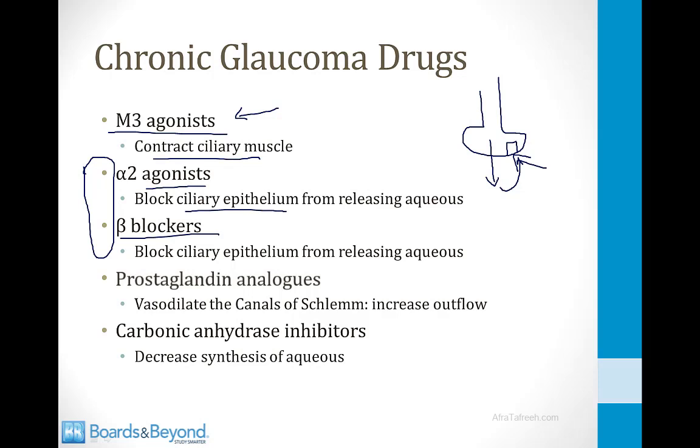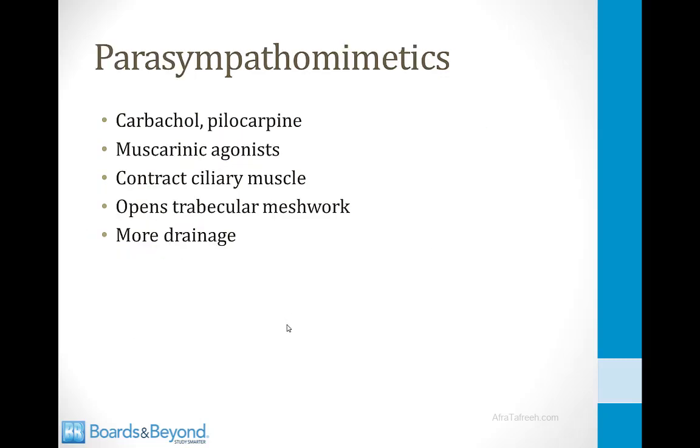The next class of drugs are the prostaglandin analogs. These vasodilate the canals of Schlemm and increase the outflow of aqueous humor. And finally, carbonic anhydrase inhibitors can be used to decrease the synthesis of aqueous humor. So we'll talk about each of the classes in a little more detail.